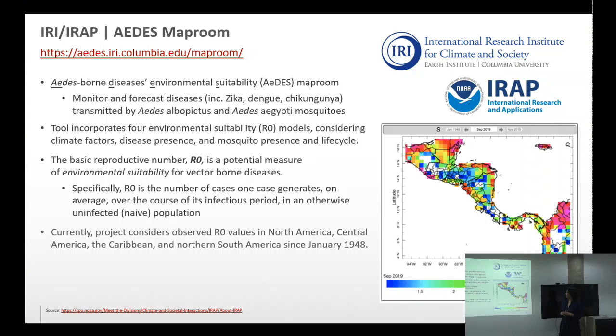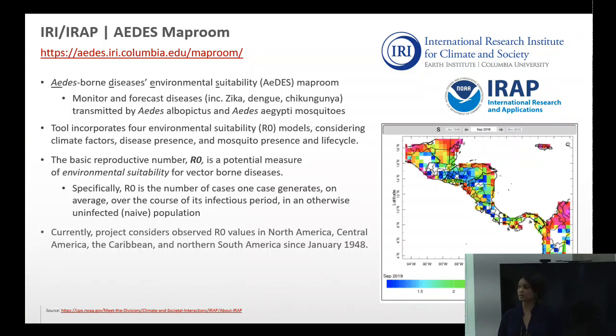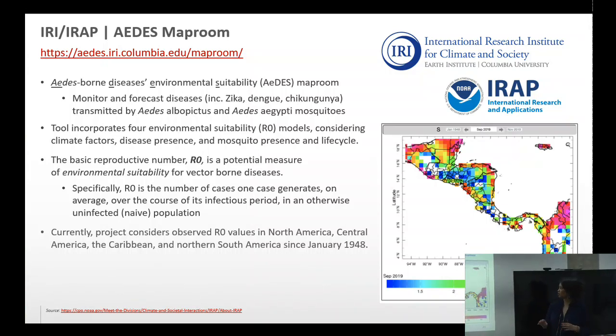And so the IRI has, you should take a picture of this for me for them. IRI has teamed up with IRAP. So IRAP is a USAID project focused on minimizing risks and challenges within the Americas, really. And so they've done this map room to think about monitoring and forecasting diseases transmitted by the Aedes mosquito. So it incorporates different suitability models. So this is the R0 model. And they think about environmental suitability for vector-borne diseases.